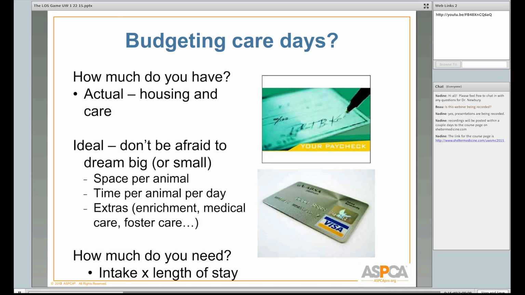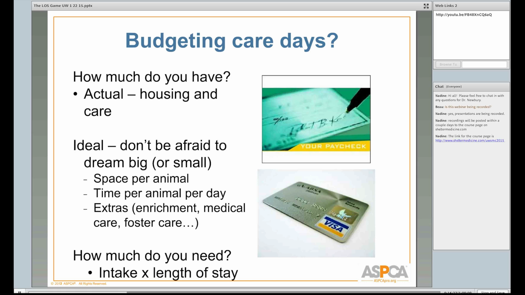So it's important to think about what your actual capacity is. It's also really important to think about what your ideal capacity is. And here we say don't be afraid to dream big, but also don't be afraid to dream small. There's one shelter I'm working with right now, and my recommendation to them is that they should actually have half as many cats in the shelter every day compared to what they have now. And so they're going to work on how to do that, because if they had half as many, I believe they'd be able to save a lot more lives, because they would bring their population within their capacity for care.